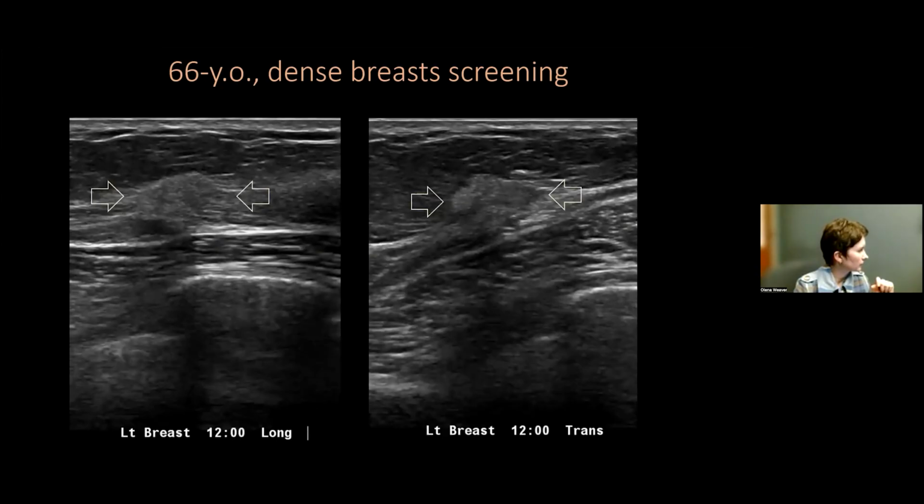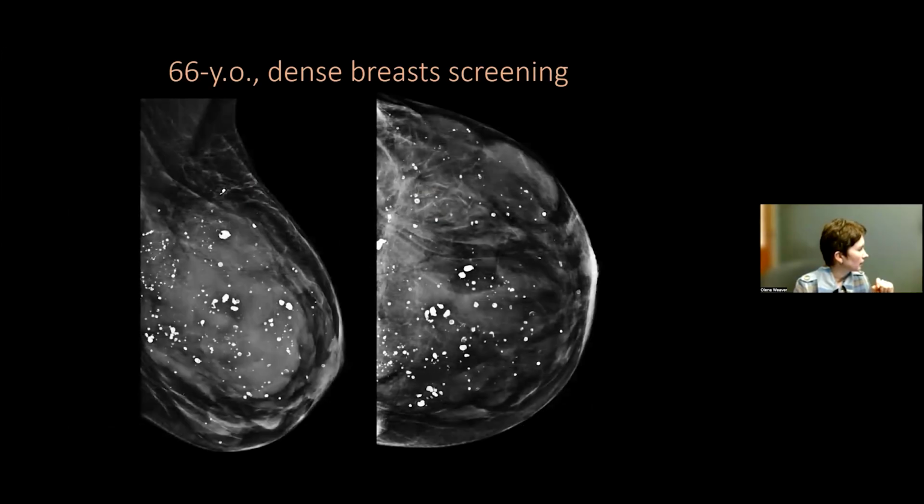So we did an ultrasound, and on ultrasound, we saw this mixed echogenicity, more even hyperechoic mass with indistinct margins. We were pretty sure that that's the correlate, and we ended up doing an ultrasound-guided biopsy of it. And on this image, you see that the clip is exactly in the area of concern, so we succeeded.